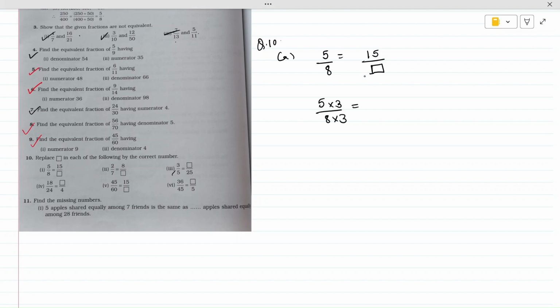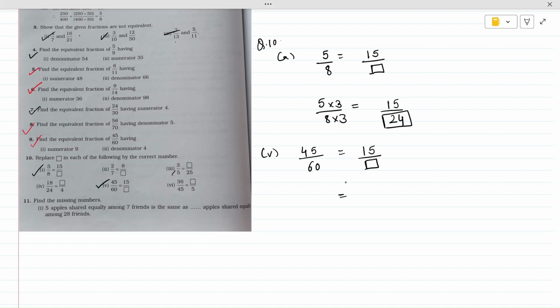And they are equivalent fractions. So we will get 15 and we will get 24 here. So the number in the box is 24. Okay, next I'm picking question number 5 here. We have 45 by 60 equal to 15 by something.